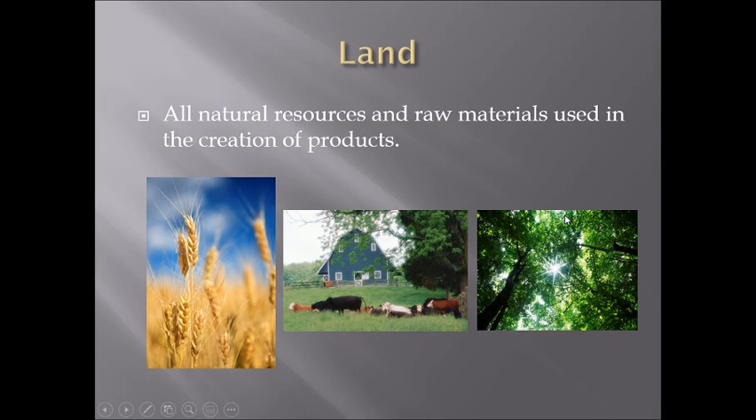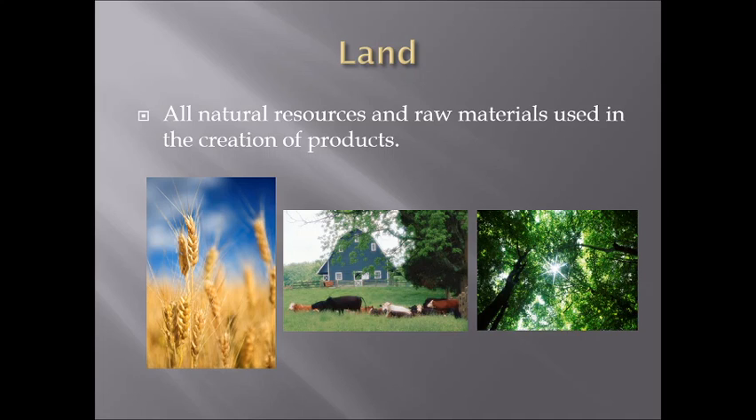So basically, the first one being land is that land is not just obviously the physical ground you're standing on, but it's all natural resources and raw materials used in the creation of products. So this would be any natural resource that a country has. So, for example, Alberta, one of our major sources of land is not actually the land itself, but it's our oil sands or our oil and gas industry. So we would consider that land because that is the resources that naturally occur in Canada. So that is the first one.